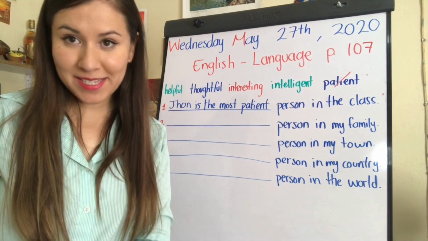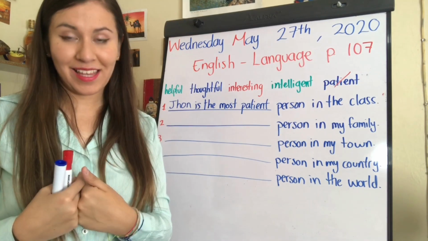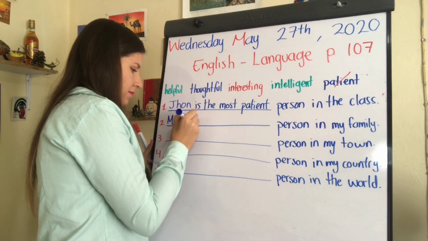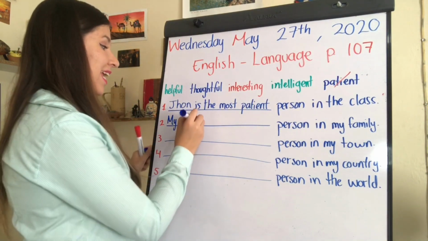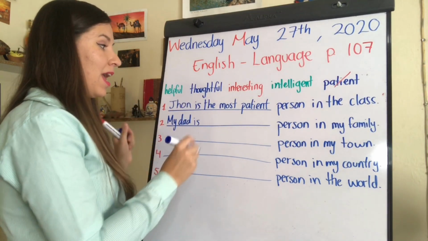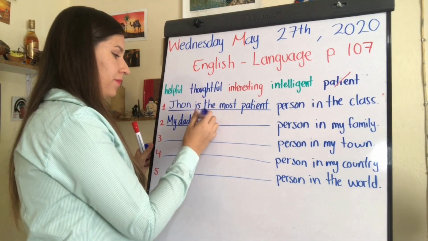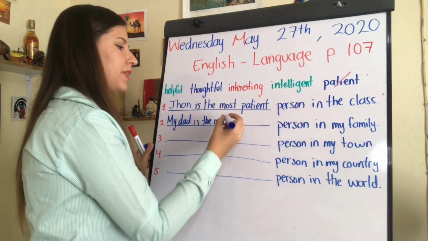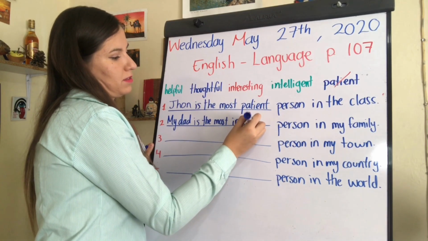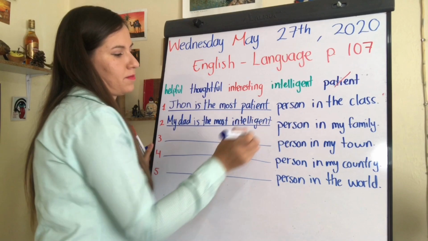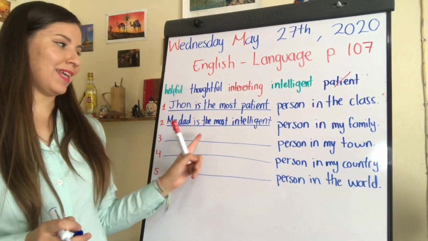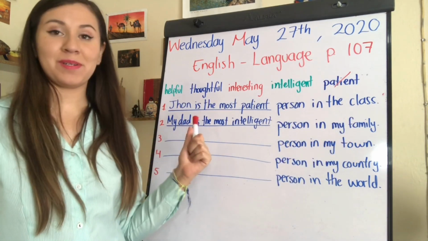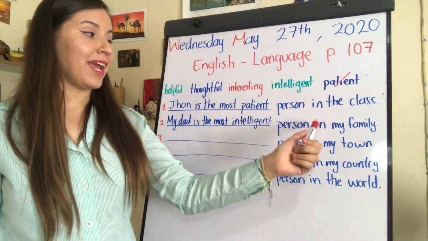I'm going to choose a person in my family. I think that my dad, then don't forget the word is. And then again the most. And we are using the word intelligent. Okay? My dad is the most intelligent person in my family. Mi papá es la persona más inteligente en mi familia.